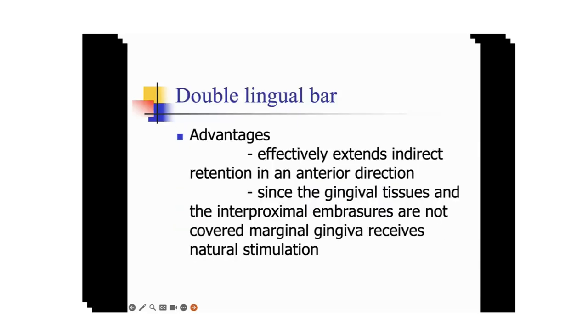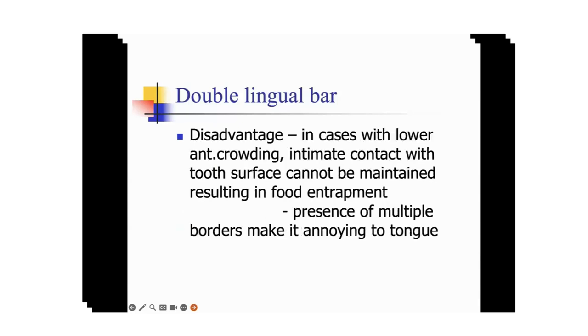So what are the advantages of a double lingual bar? It effectively extends indirect retention in an anterior direction. Since the gingival tissues and the interproximal embrasures are not covered, marginal gingiva receives a natural stimulation.